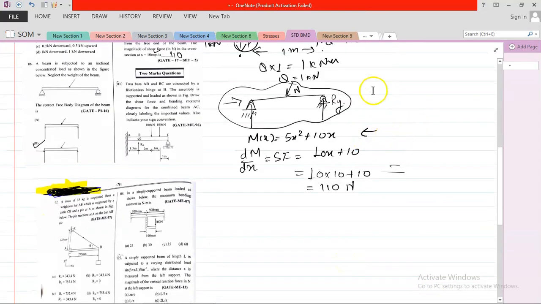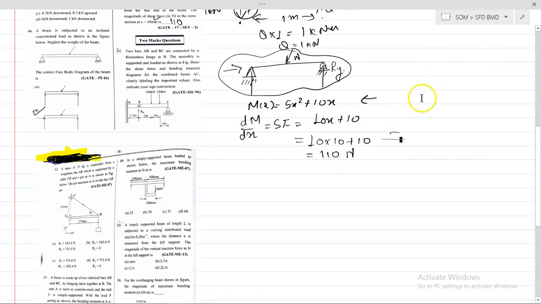So the next question is: two bars A and B connected by a frictionless hinge at B. The assembly is supported and loaded as shown. Draw the shear force and bending moment diagram for the combined beam AC, clearly labeling the important values and sign conventions.